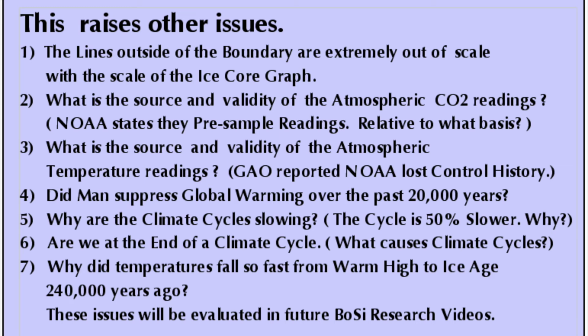2. The source validity and indexing of atmospheric CO2 readings to ice core readings is questionable. 3. The source validity and indexing of atmospheric temperature readings is questionable. 4. Climate cycles are slowing. Why? 5. Are we at the end of a climate cycle? Why and what's next? 6. Why did the temperatures fall so fast after the warm high 240,000 years ago? Could it happen again?